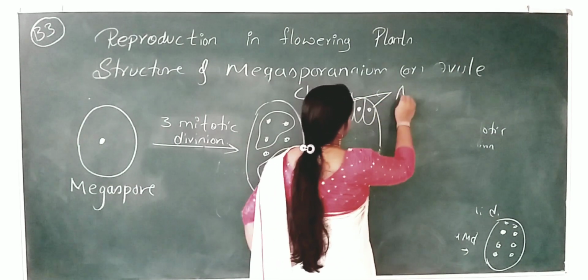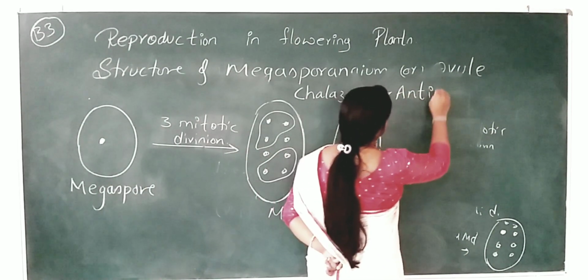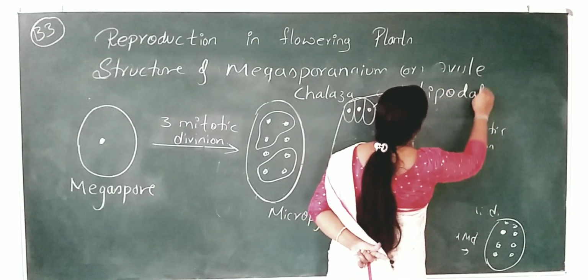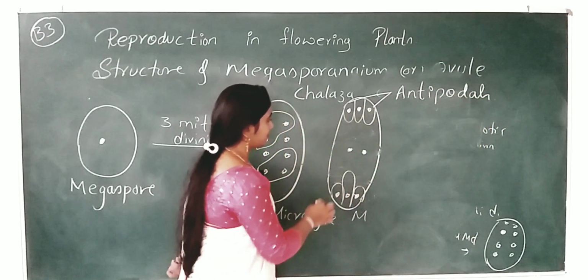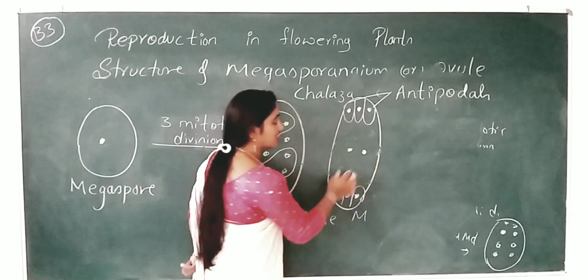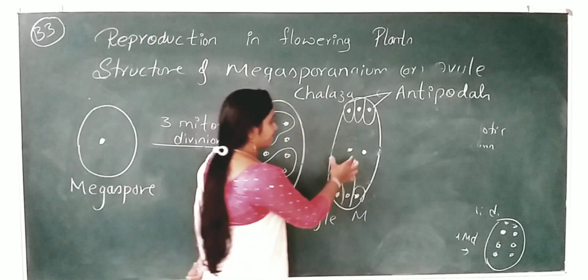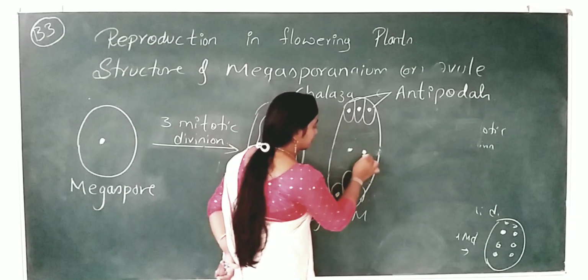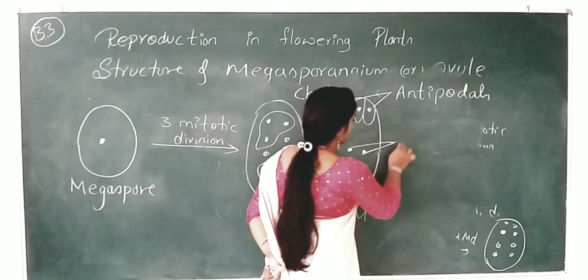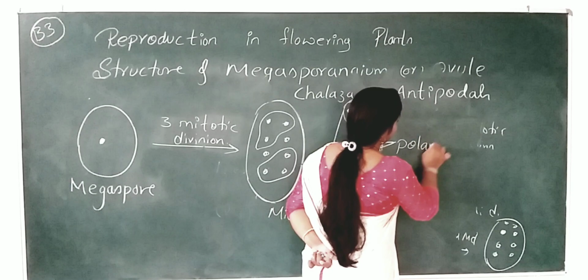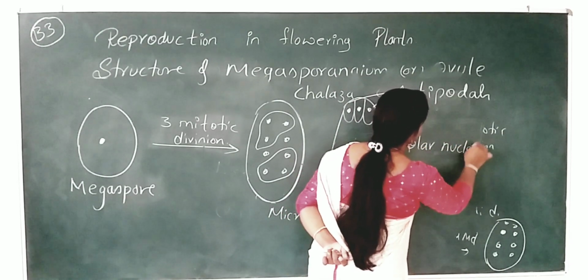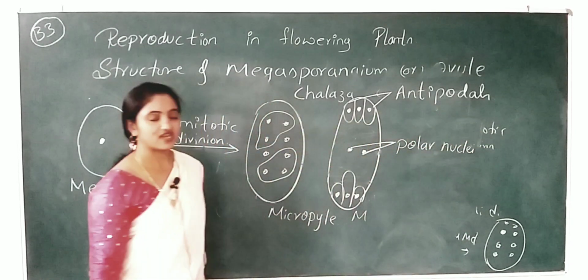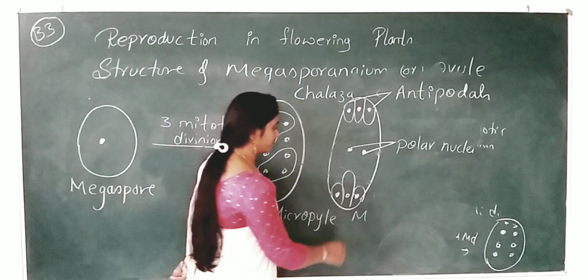These 3 cells are known as antipodals, and the 2 nuclei without cell wall will remain in the same position. These 2 nuclei are known as polar nuclei. Though it is 2 in number, we have to write it in plural form.